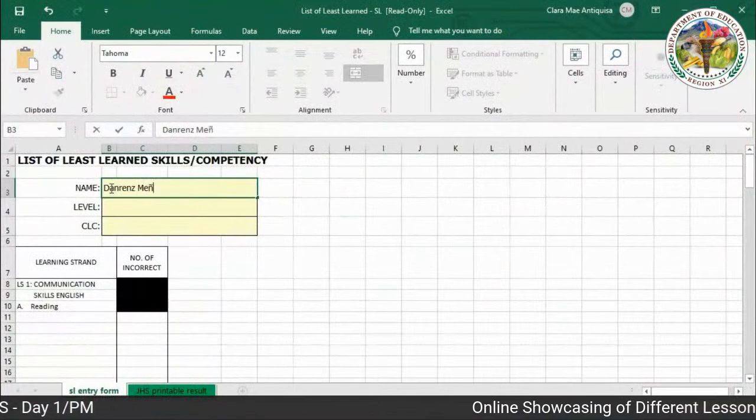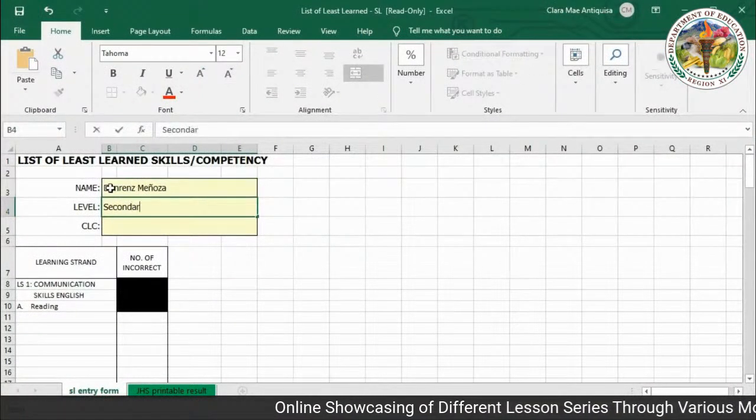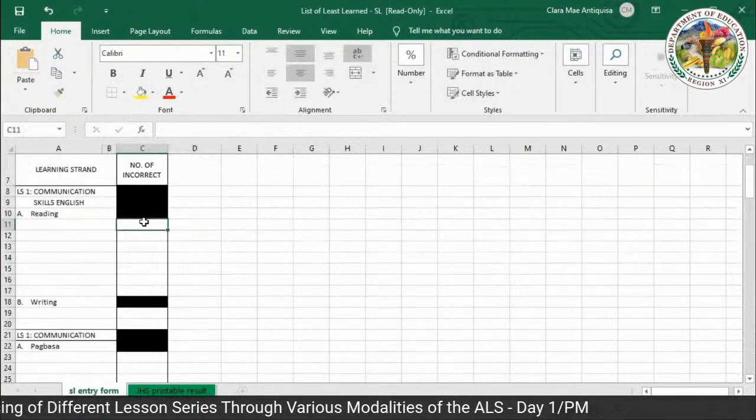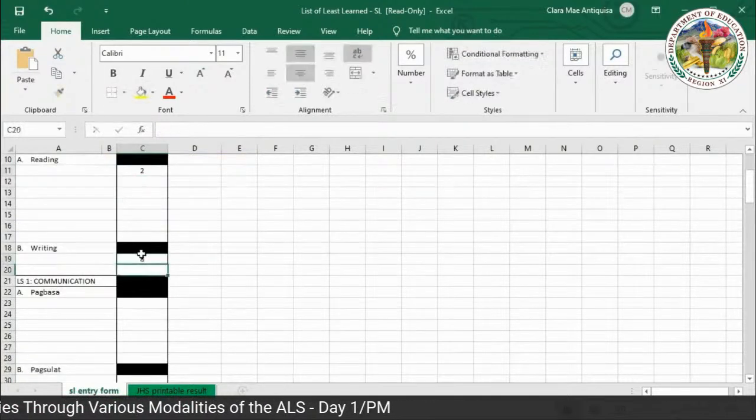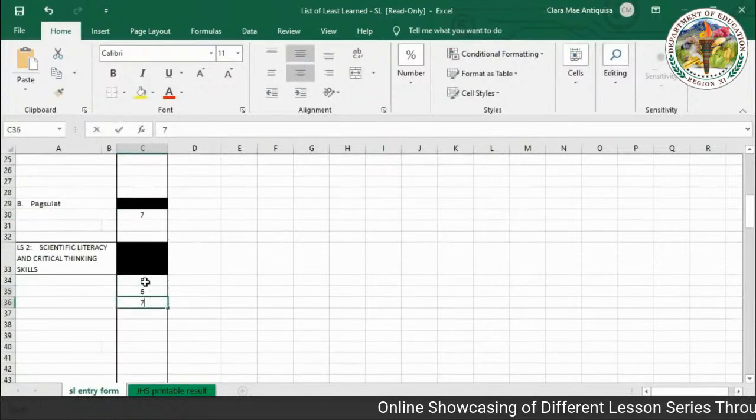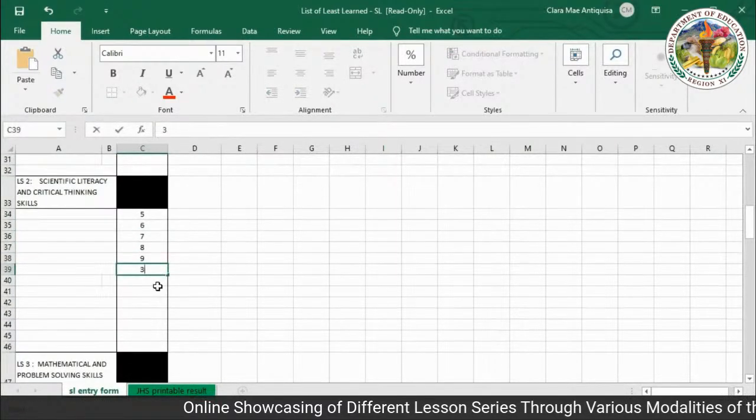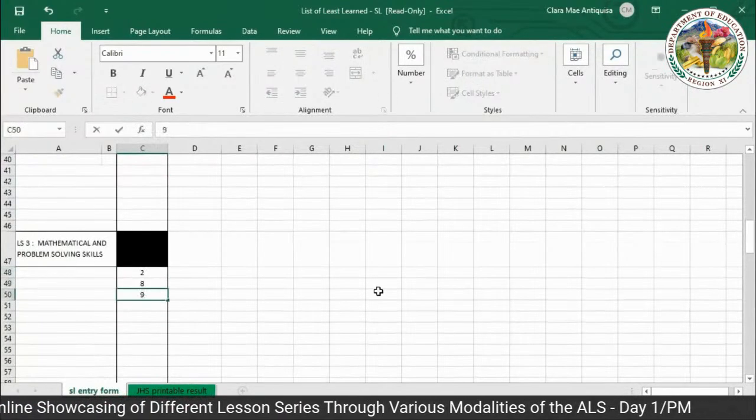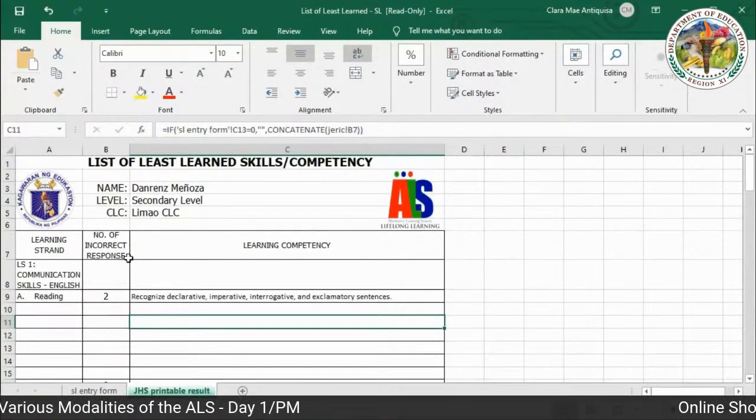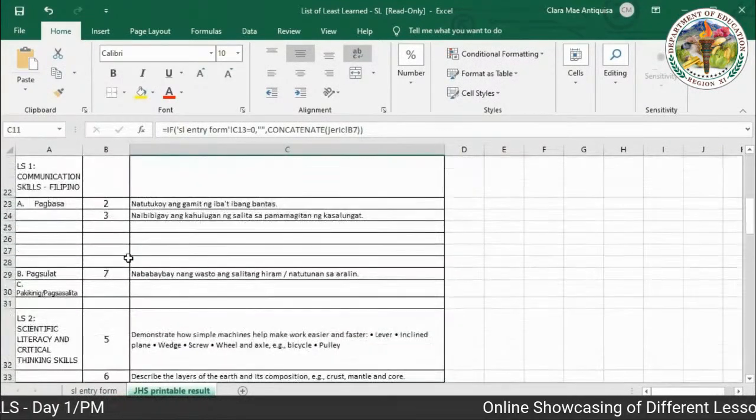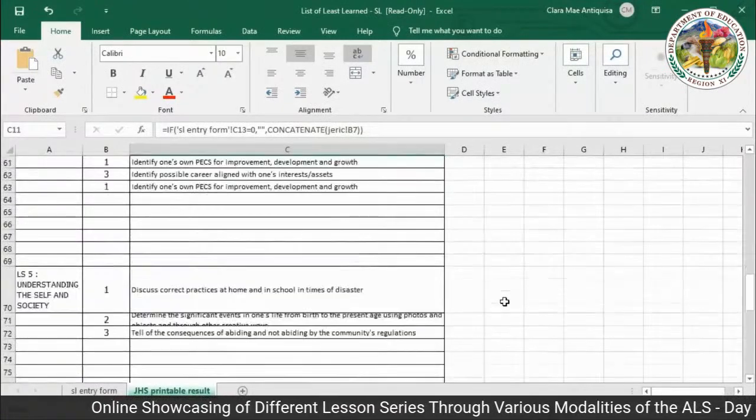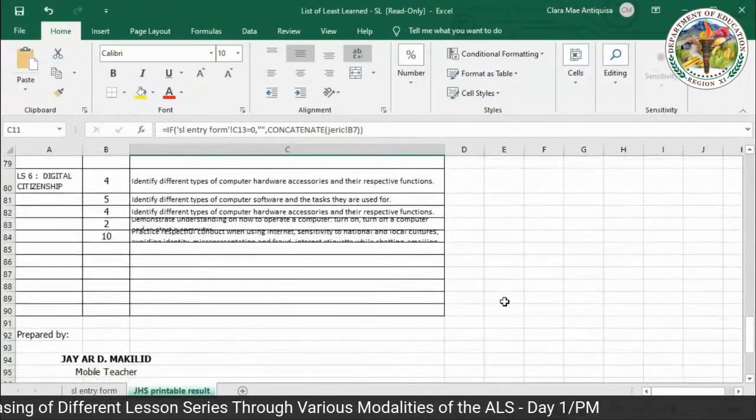How to use the list of least learned competencies. The ALS teachers have to input all the incorrect responses of the learners in the FLT. Once done, the list of least learned competencies will be generated and will appear in the next sheet, which is named printable result. After identifying the list, the ALS learner has to write down the learning competencies that he or she is expected to acquire throughout the whole ALS school year on the individual learning agreement form.